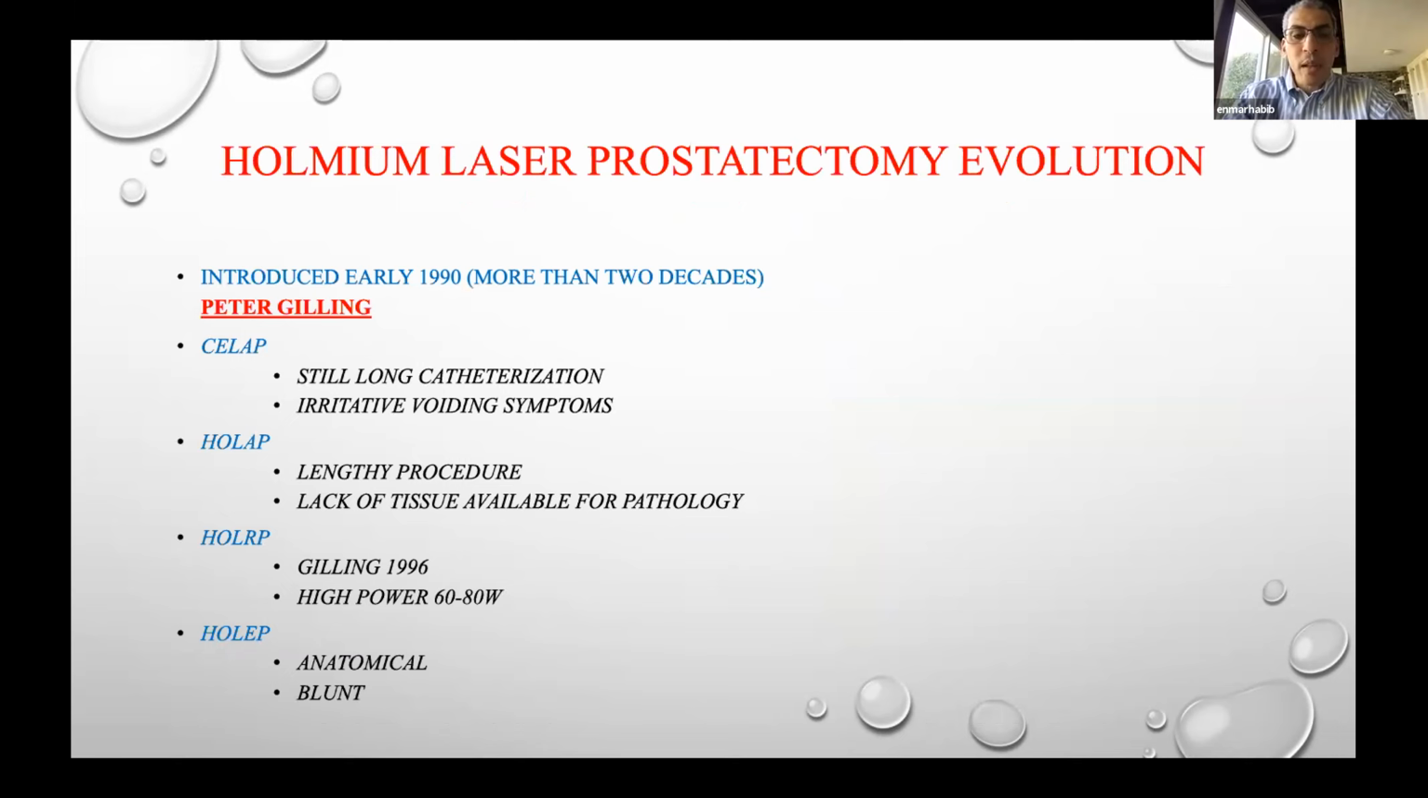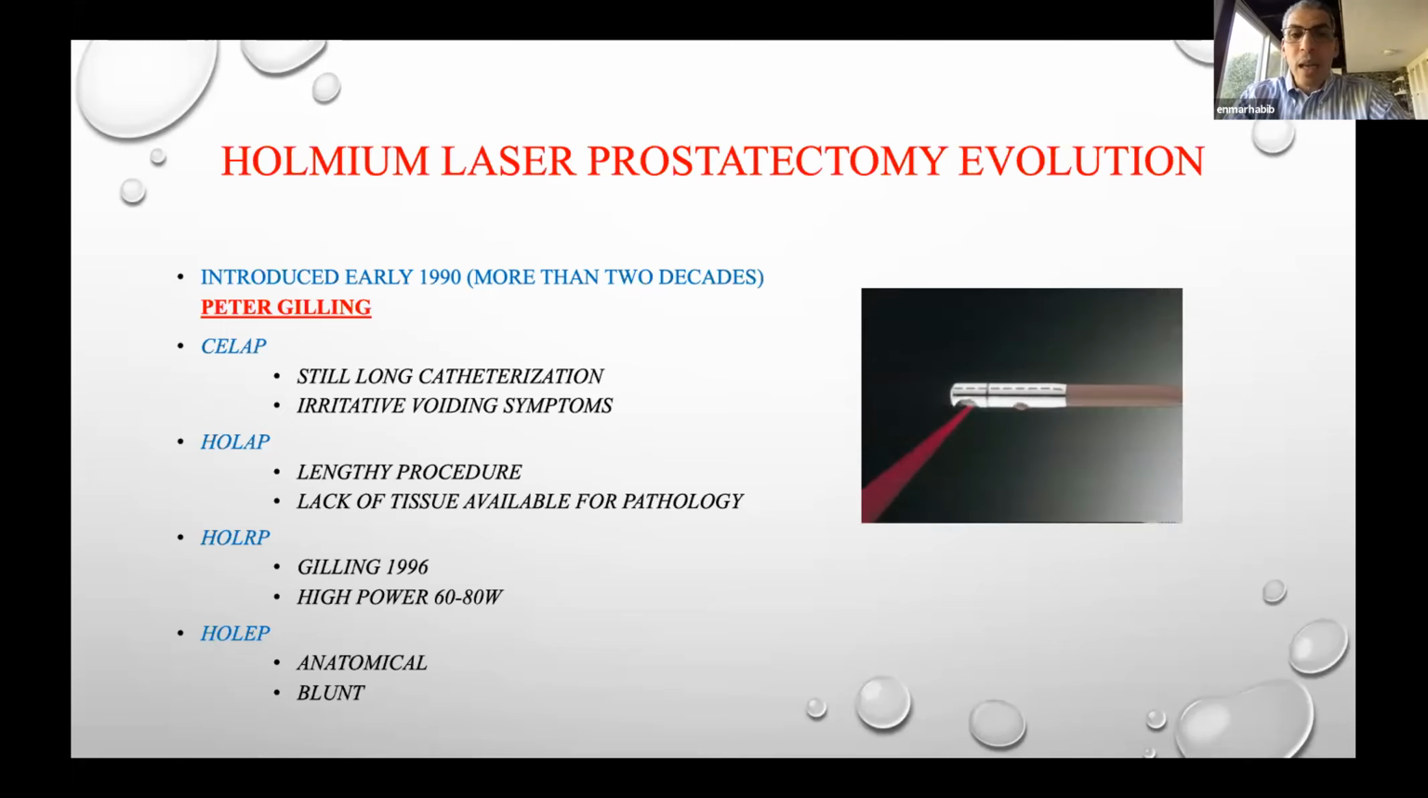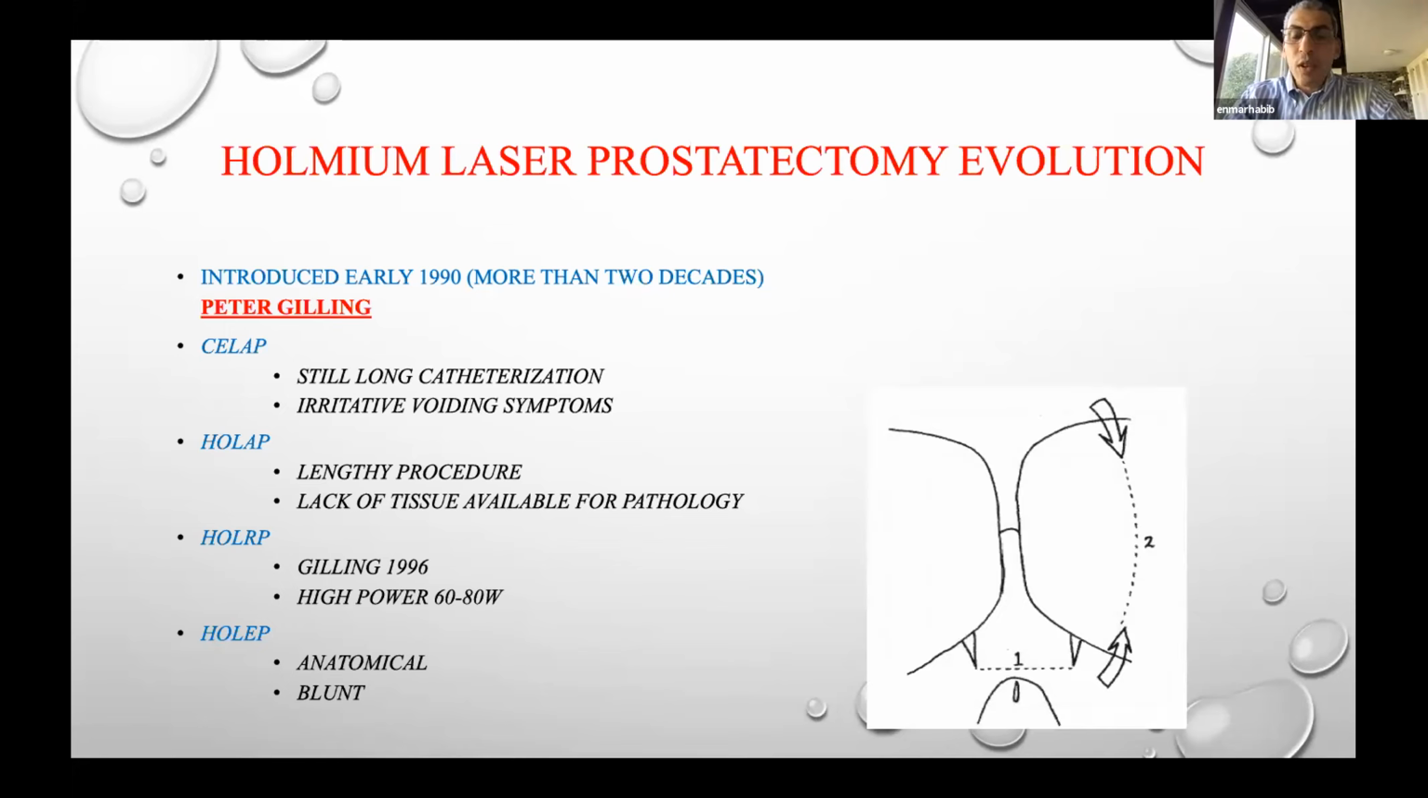The holmium laser passed through a very long line of evolution. It was first introduced in 1990 by Peter Gilling. It was first used in combination with the Nd:YAG laser in a technique named combined endoscopic laser ablation of the prostate, because at that time they feared that the shallow depth of penetration of the holmium laser would not be efficient for hemostasis.